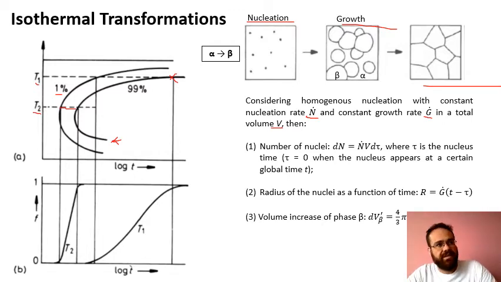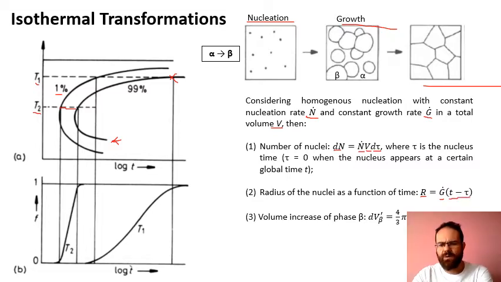So we are interested here in developing an expression which relates the transformed fraction, or the volume fraction of phase beta, which I'm going to call simply V beta, with time. To do that, we need two things. We need the increment in the number of nuclei, which is simply going to be the total volume of the material times the nucleation rate times an increment of time. We want an expression also for the radius of the nucleus as a function of time, which is going to be called r, and this is going to be g dot multiplied by t minus tau.